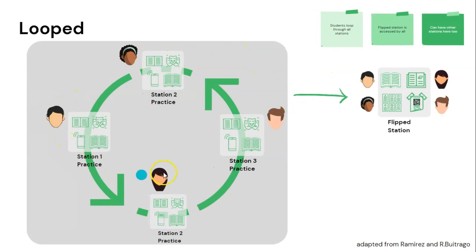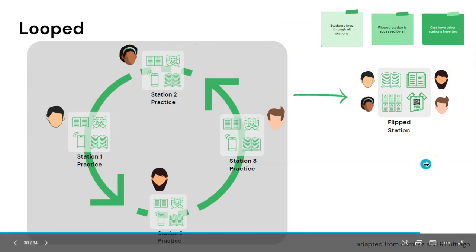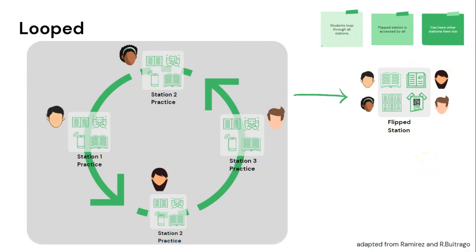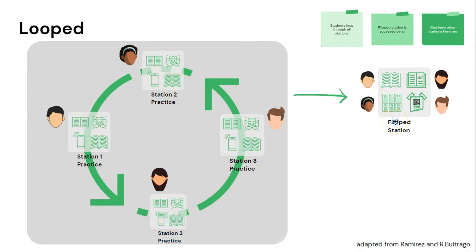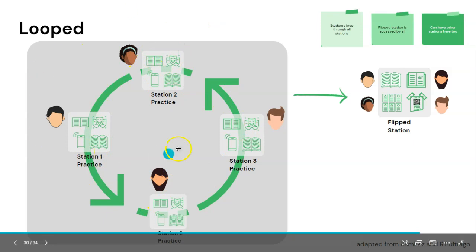We also have the loop configuration. You can have the flip station outside the loop or inside the loop, depending on what you want to do. For example, here I have a looped configuration adapted from Ramirez and C.Buitrago. They have the flip station outside in this example, which means your students can start at any workstation. Hopefully the difficulty levels are the same. If they want to access the flip station for revision, or some students want to access the flip station, they can, or they can go straight into the practice workstation and move around to the various workstations until the loop is closed.